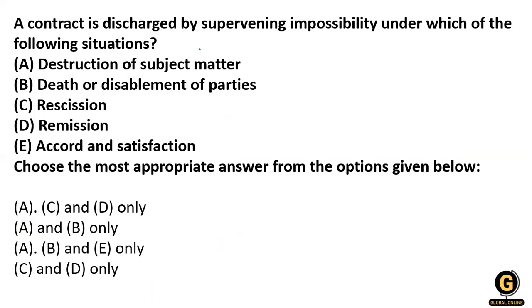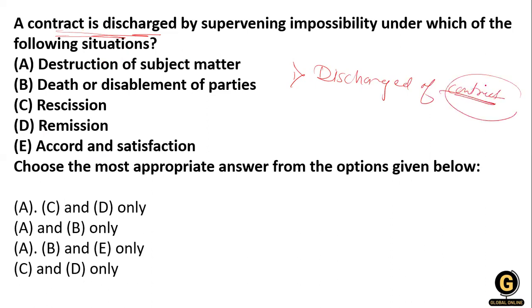Next question: the contract is discharged by supervening impossibility under which of the following situations? The first one, destruction of the subject matter, death of the disabled parties, and the rescission and remission, and accord with satisfaction. Clear. So here the contract is discharged, that means it's a question of the discharge of contract. So what are the conditions when the contract gets discharged?